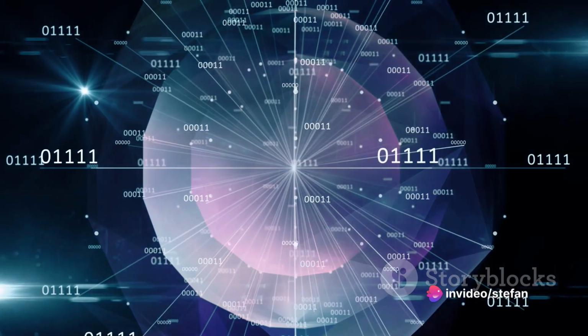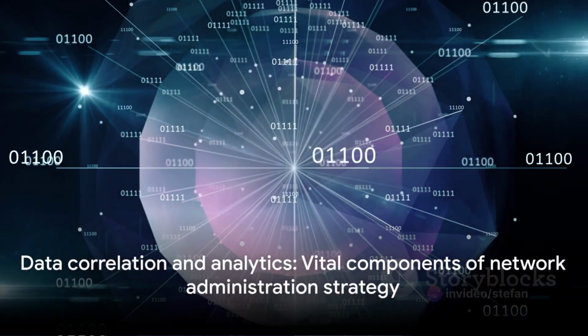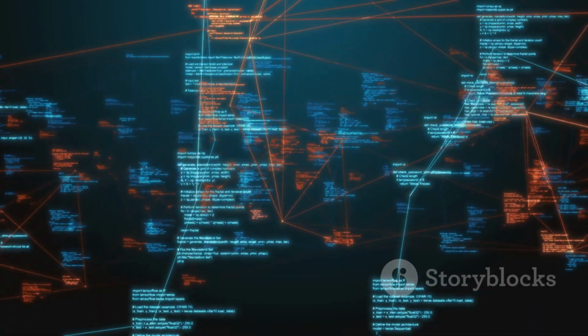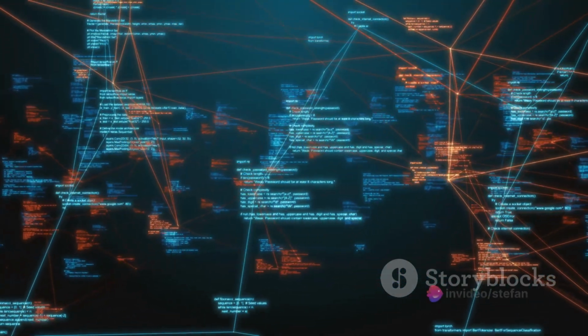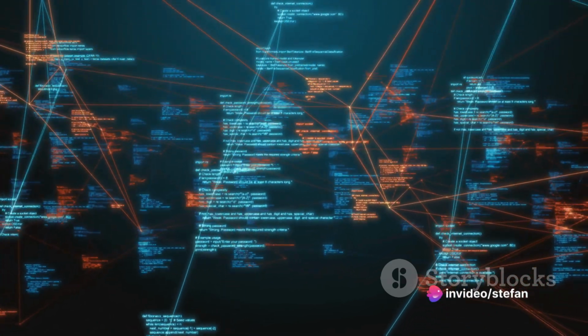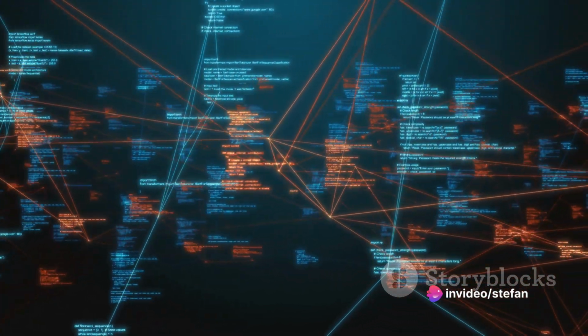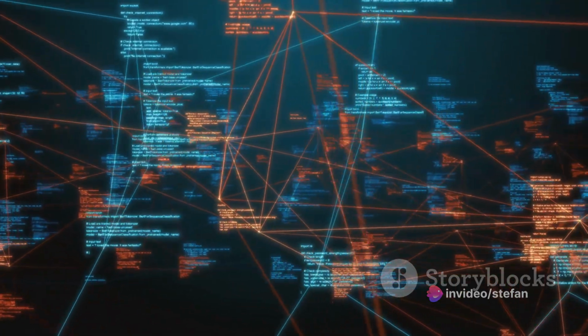with confidence and precision. As we can see, data correlation and analytics play a crucial role in the efficient and effective management of networks. In this age of digital transformation, they are more than just tools. They are vital components of a successful network administration strategy.